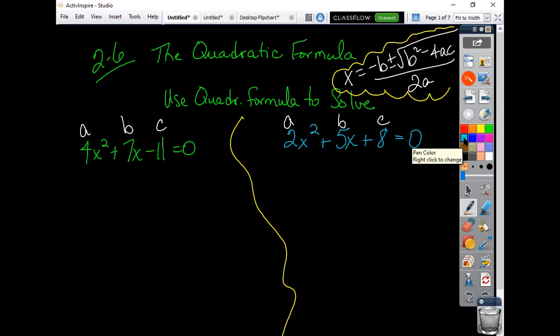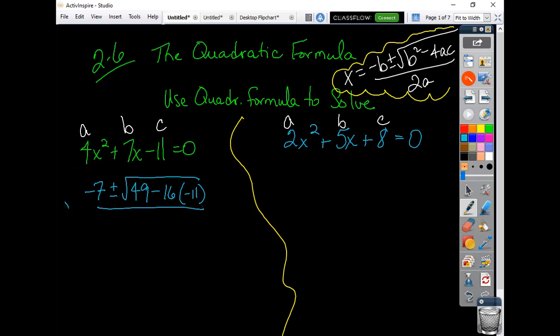So x equals negative b, b being the 7 would be a negative 7, plus or minus the square root. And if you want to work some of this out as you go, this is going to be b squared in the formula, so that's 7 squared, 49, minus 4 times a would be 16 times this negative 11, all over, and this is solving for the x equals 2a, a being the 4, so that's going to be 2 times 4, or 8.